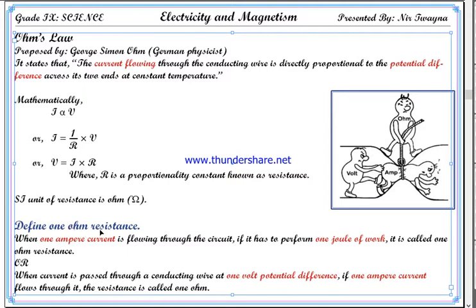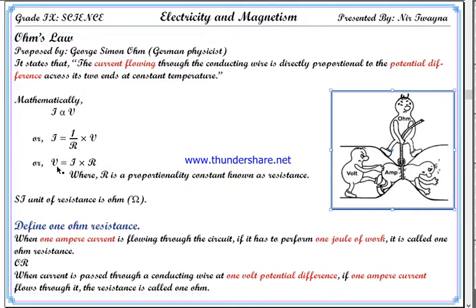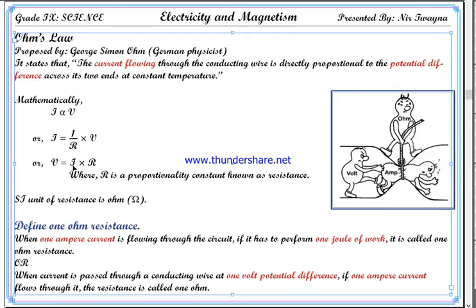Now how do you define 1 ohm resistance? See here, in what case do you get R equals to 1? If the value of V and I both are 1, then you get the value of R to be 1. That means 1 voltage potential, 1 ampere current. If by applying 1 voltage potential, 1 ampere current flows, then the resistance is known as 1 ohm.